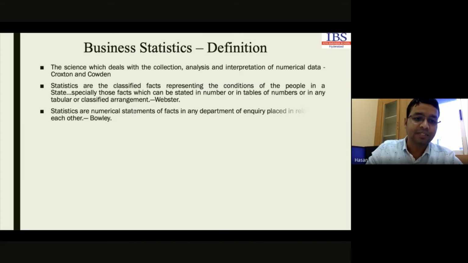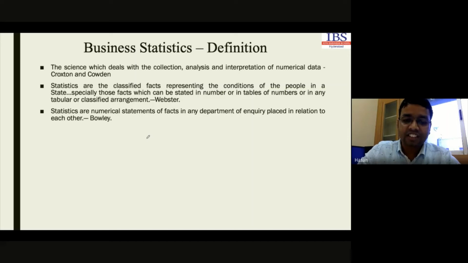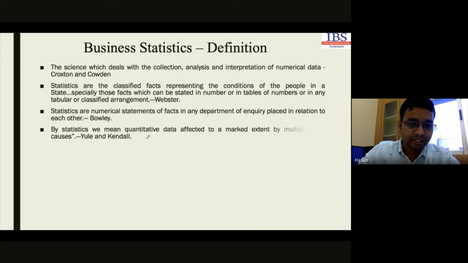Another definition is given by Bowley. Statistics are numerical statements of facts in any department of inquiry placed in relation to each other. Another definition is given by Maurice Kendall.